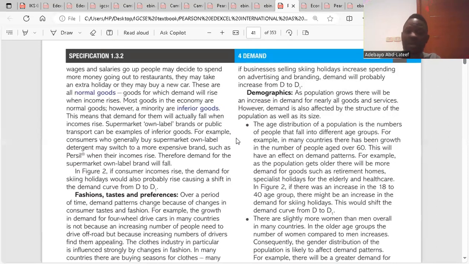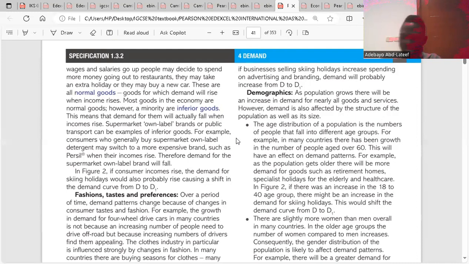So most goods in the economy are normal goods. However, a minority are inferior goods. This means that the demand for them will actually fall when income rises. We call them inferior goods. Why? Because we stop thinking about buying them as soon as our level of income increases.